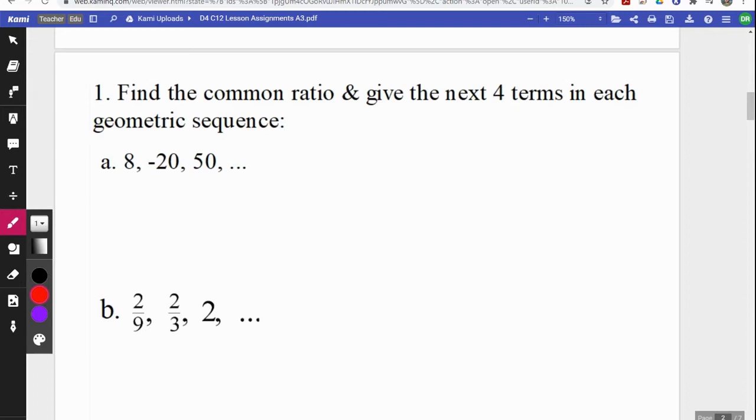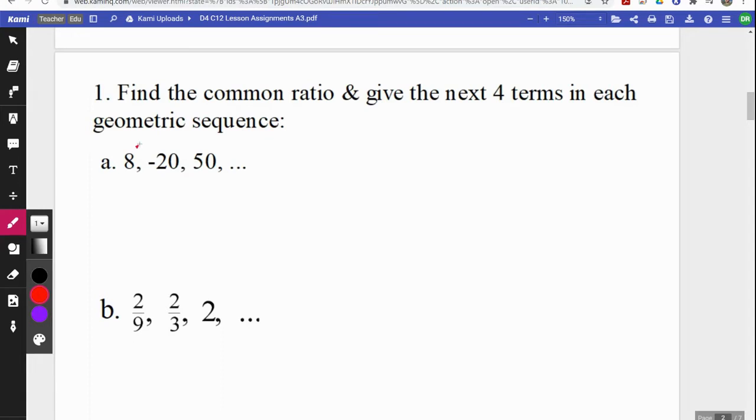To find the common ratio, it's not as intuitive. How do you change 8 to get negative 20? 8 times 1 is 8, 8 times 2 is 16, 8 times 3 is 24. And so it's not a whole number. If we know that this is a geometric sequence, we're not multiplying by a whole number. So there is a way to figure out what that ratio is.